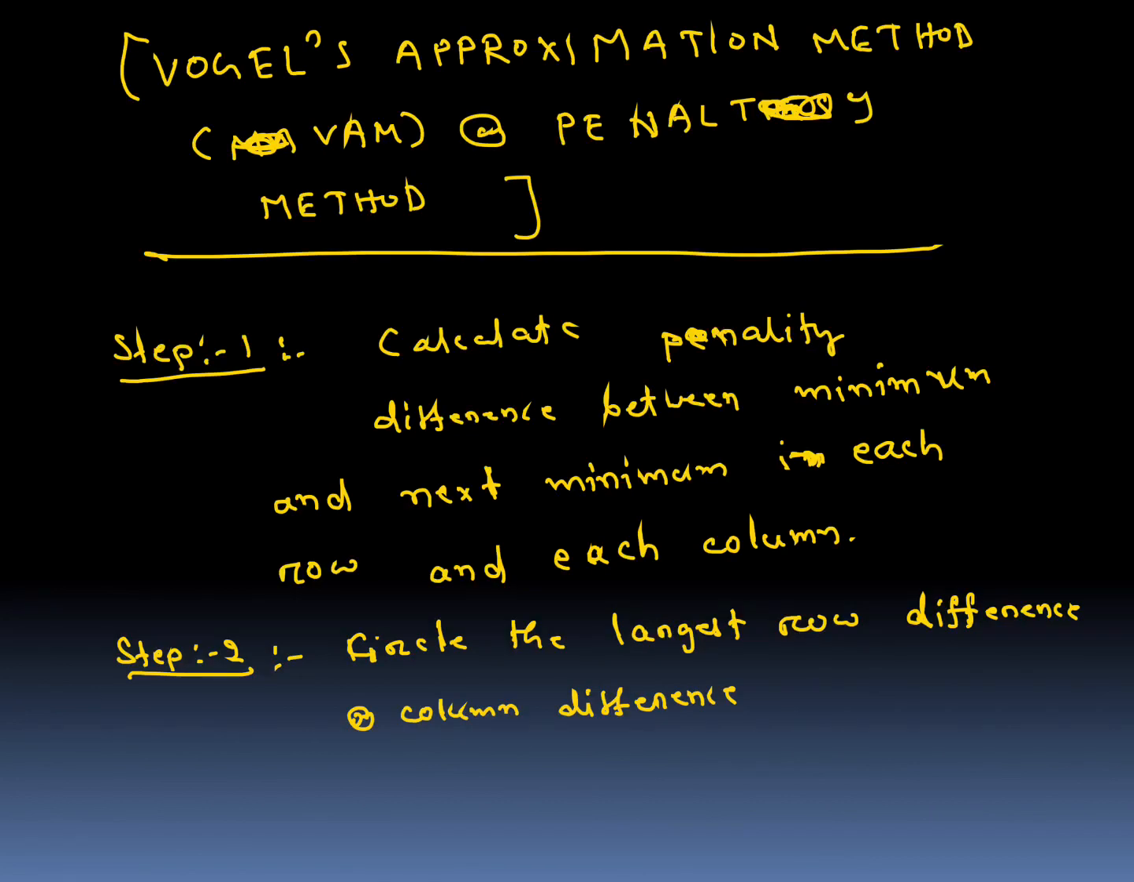For Vogel's approximation method, or VAM method, or penalty method, step 1 is to calculate the penalty, the difference between the minimum and next minimum in each row and each column. You have to check which cell has the minimum one in each row and column, and make the difference between the minimum one and the next minimum one. Then circle the largest row difference or column difference.